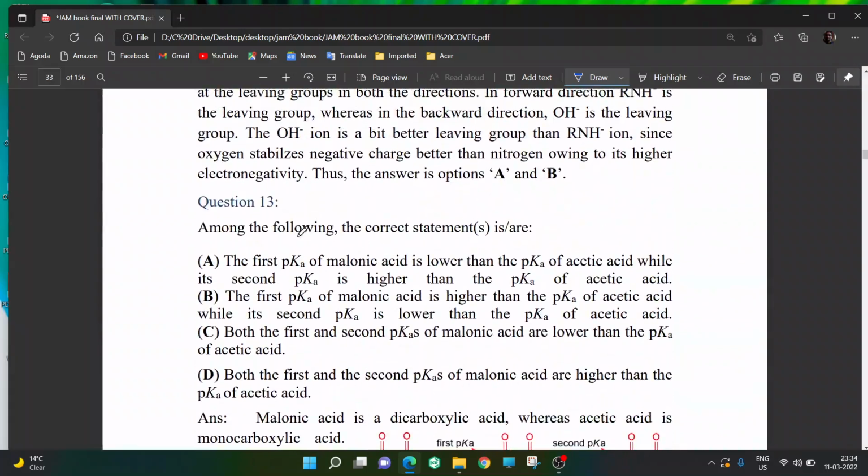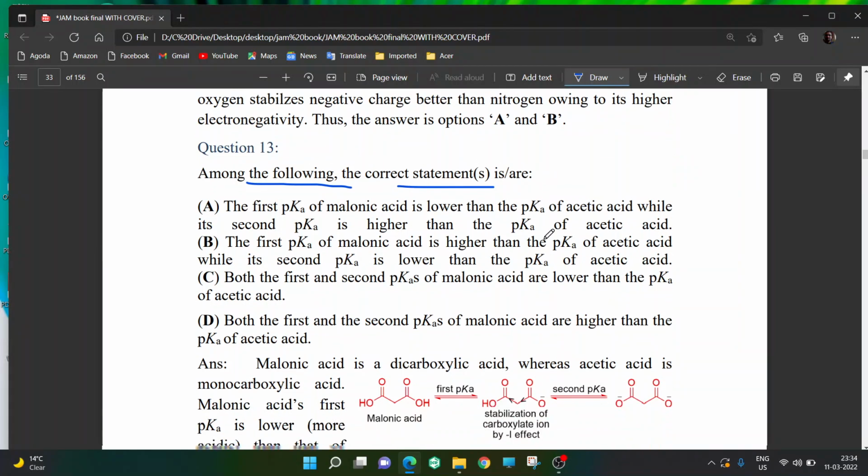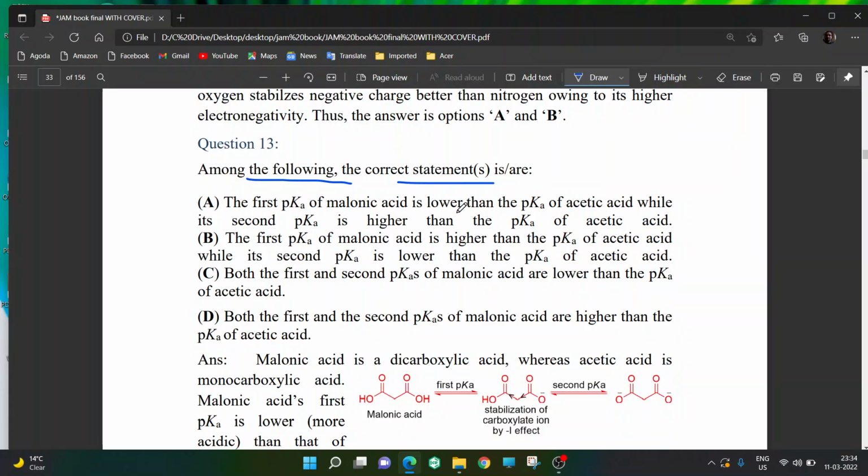Let us see the next question. Among the following, the correct statement or statements is or are: the pK of malonic acid is lower than the pK of acetic acid, while its second pK is higher than the pK of acetic acid. Then it says the first pK of malonic acid is higher than the pK of acetic acid, while the second pK is lower than the pK of acetic acid. So no need to read the four choices. Basically, let us see what the pK trend is.